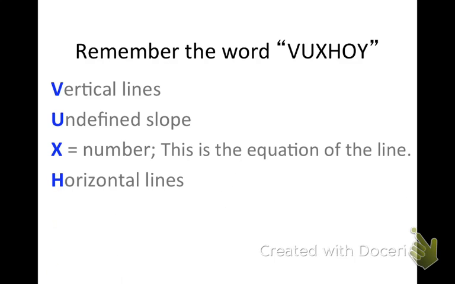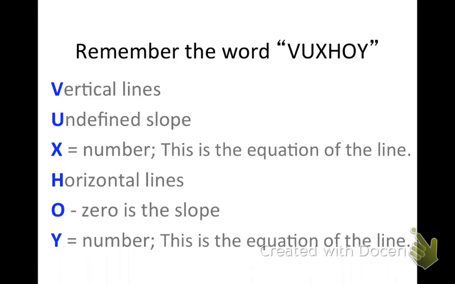The H stands for horizontal lines. They have 0 slope. And I know it's an O, but 0, they have a 0 slope. And they always start y equals a number. So if you ever see an equation that starts y equals and then just a number by itself, it's a horizontal line. I said that wrong earlier. So VUXHOI: vertical lines have undefined slope. They always start x equals a number. Horizontal lines have 0 slope. They always start y equals some number.